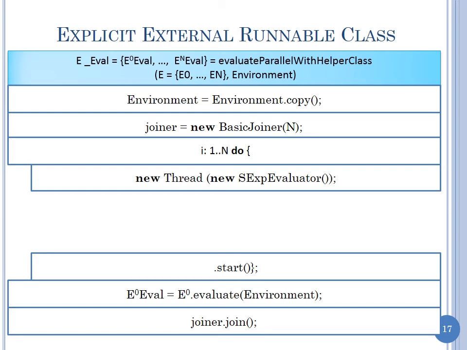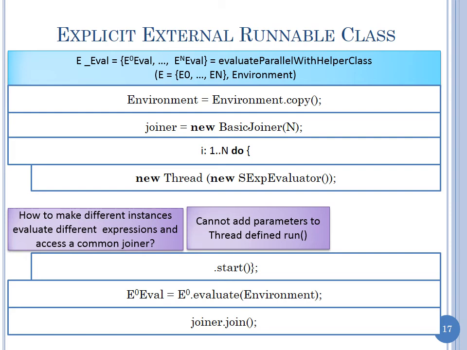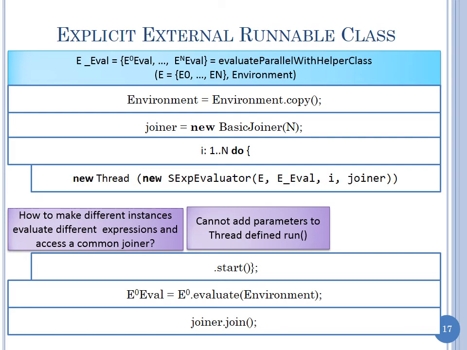This is why I said it was 110 stuff. So how do we make different instances evaluate different expressions and extract a common joiner? We cannot add parameters to thread.run, so I create a constructor, and in the constructor I pass these values.